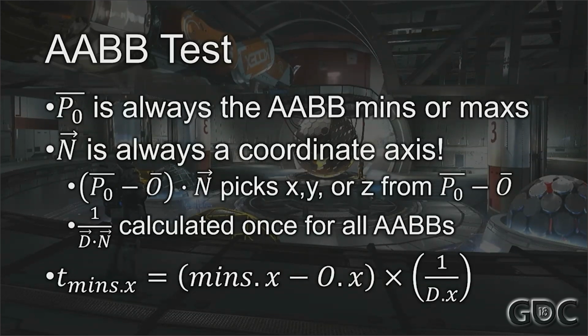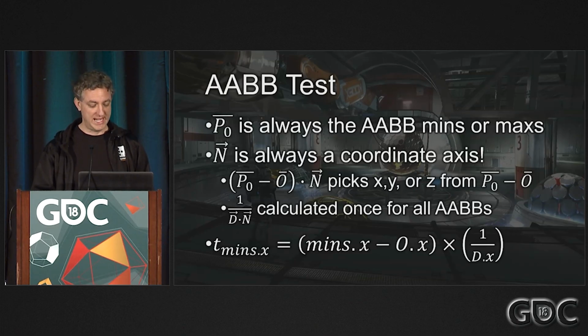3 of them use the mins and 3 of them use the maxes. The plane normal is always going to be a coordinate axis. So the numerator just picks x, y, or z from this vector subtract, so we don't have to do a dot product at all. We just pick a coordinate. And then 1 over d dot n is going to be a constant because we only have 3 values for n. So we can just pre-calculate those once for all AABBs, and that's just 1 divide at the start of your ray trace because we do it in SIMD, so we get x, y, and z at once. So our plane distance check is just a subtract and a multiply to find when we hit each plane, and we do 6 of those.